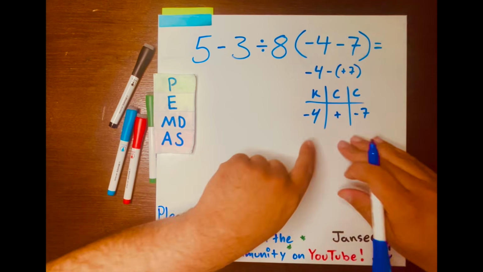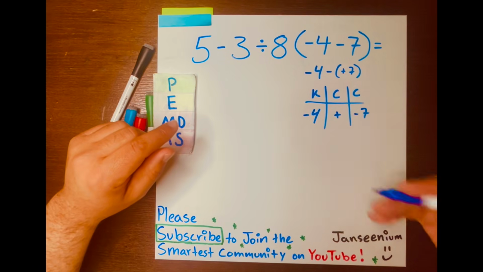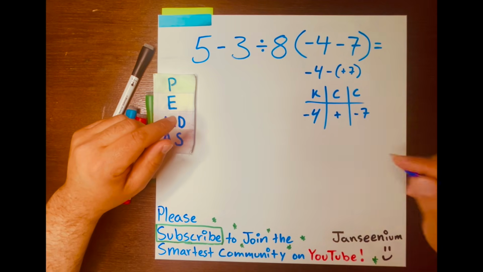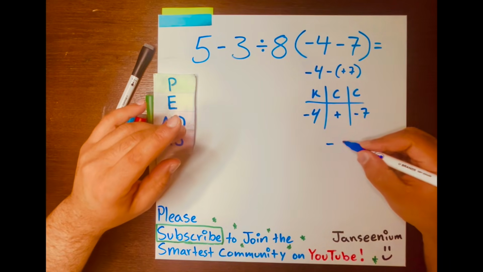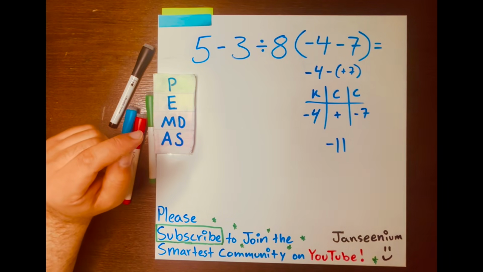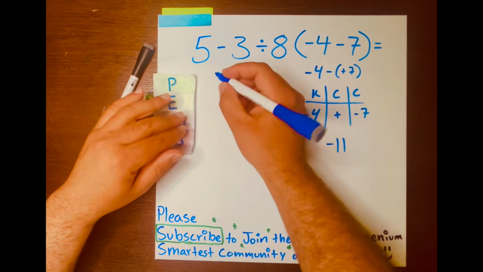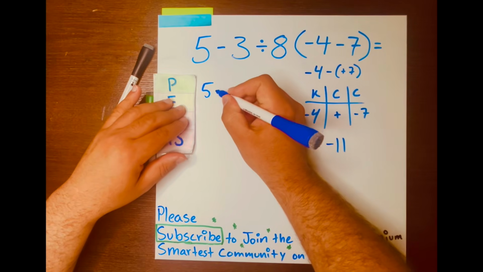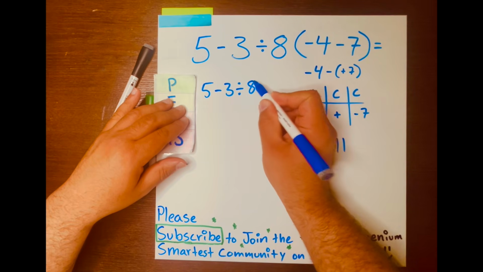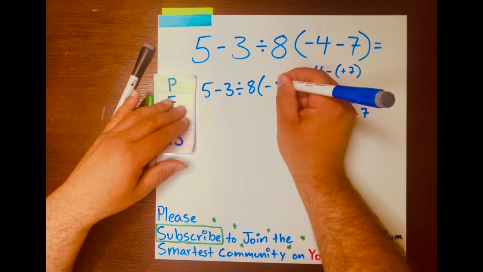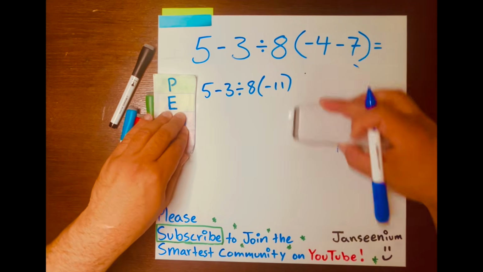And then the addition rule states that anytime you're adding two numbers with the same sign, you add them both and keep the same sign. So 7 plus 4 is 7, 8, 9, 10, 11, and you keep the same sign. So negative 4 minus 7 is negative 11. Next, I'll drop the other numbers down. So 5 minus 3 divided by 8 times negative 11. And now let me erase this for space.